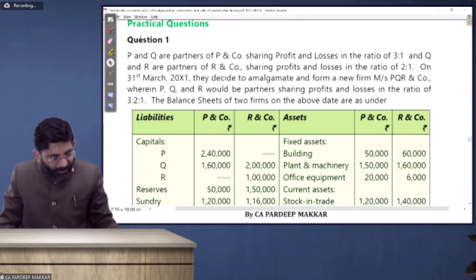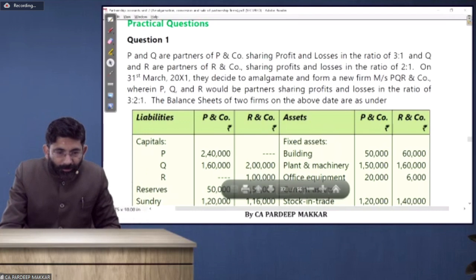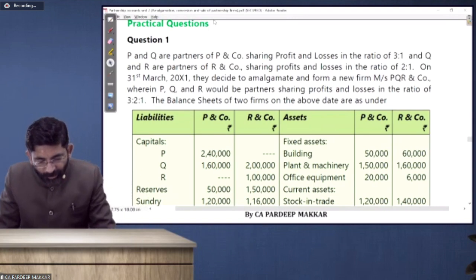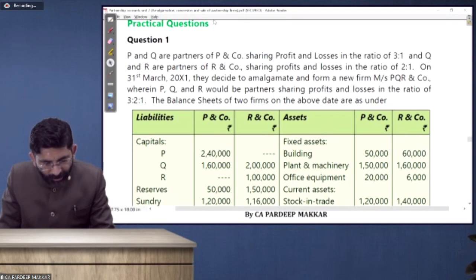This question can be done by the concept of revaluation method. Also, I got question number 1 answer correct with revaluation method, sir. Yes, very good, Harsh. This is a good thing.